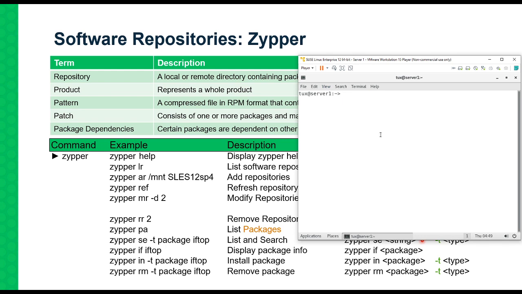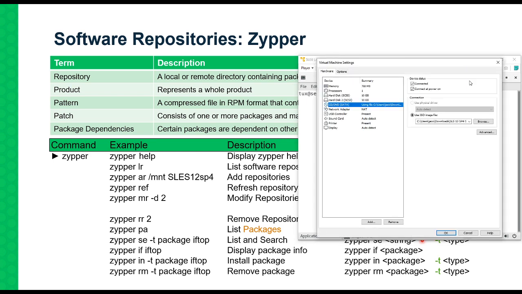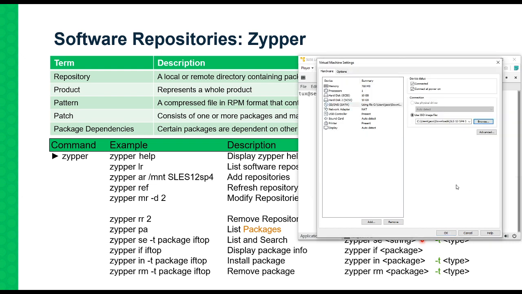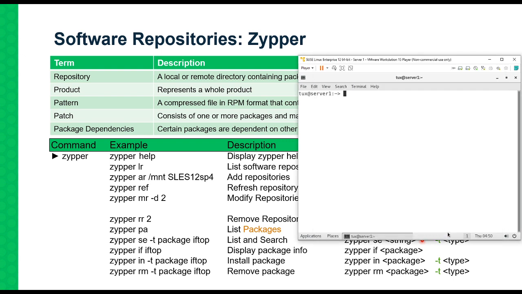So before we start, let's ensure we've got our ISO mounted. So I'm going to go to my DVD, go to settings. This is for those of you who have not already defined the location of your ISO, which you have downloaded from SUSE's website. Ensure that you are on the CD/DVD. You go to your images file, you browse for it, you go to downloads, you find your image file and hit open. And then you click OK once you've done that.